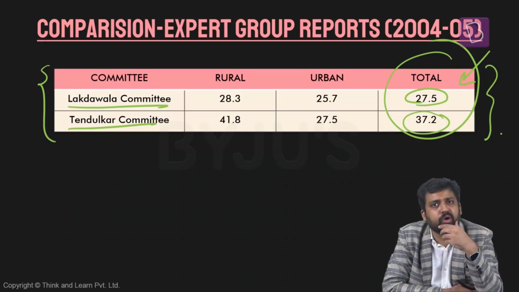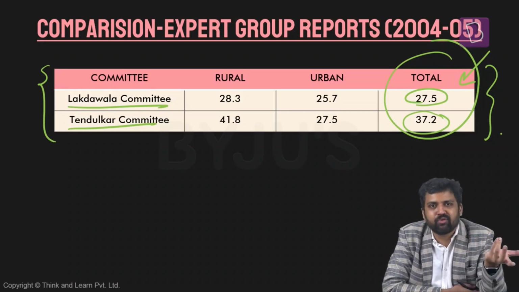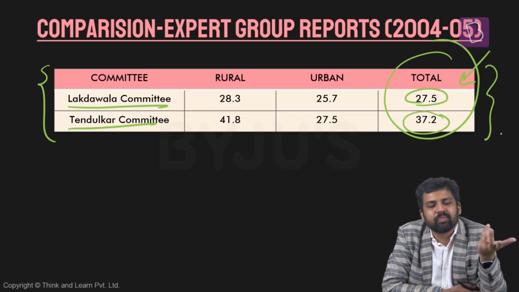They say that the poverty rates have become 37.2%. Previously, whatever you were doing was on the basis of the Lakdawala committee. At that point of time, the poverty numbers were less. And now the Tendulkar committee says 37.2% people are poor. So what will happen? There will be a massive hue and cry.